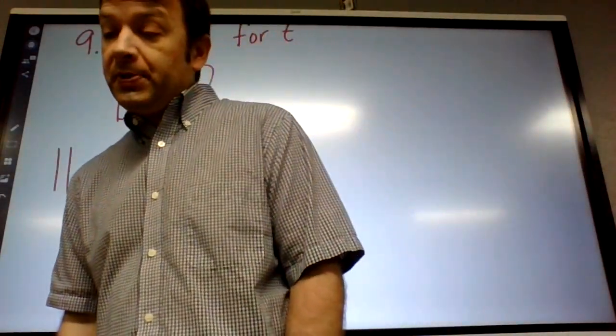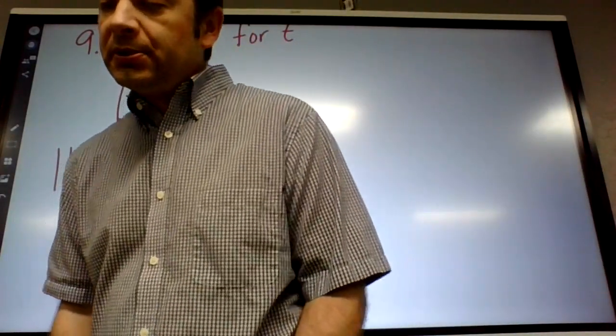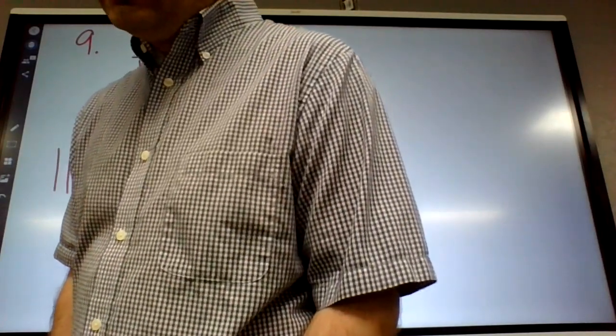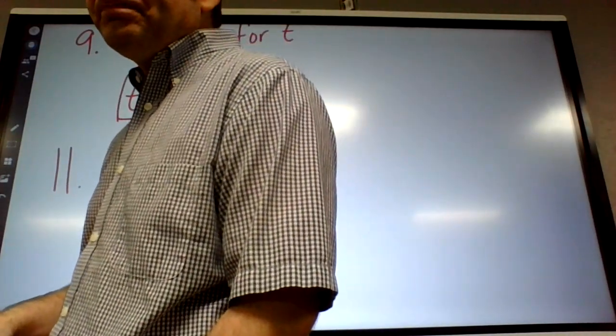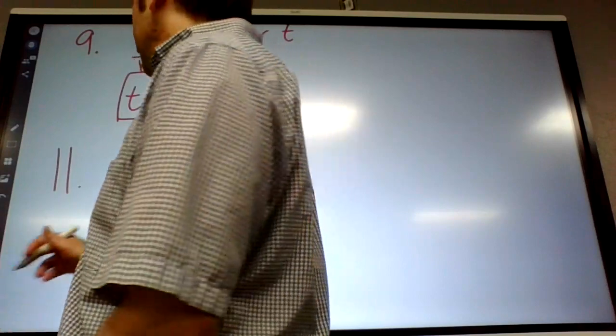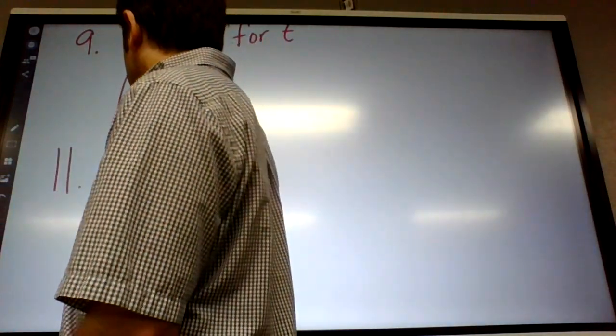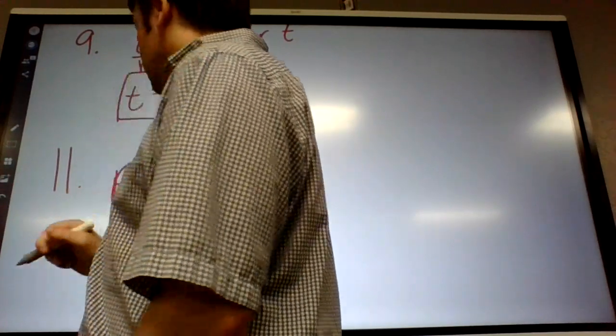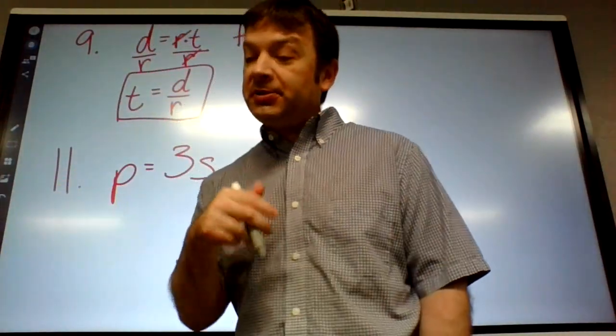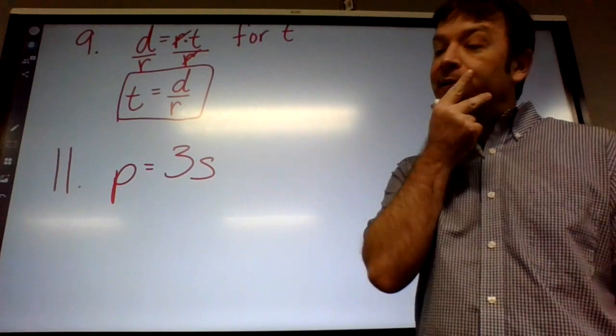Number 11, P equals 3S. The odds in this section look a little bit easier than the evens. The next section, I think the odds might be harder. All right.